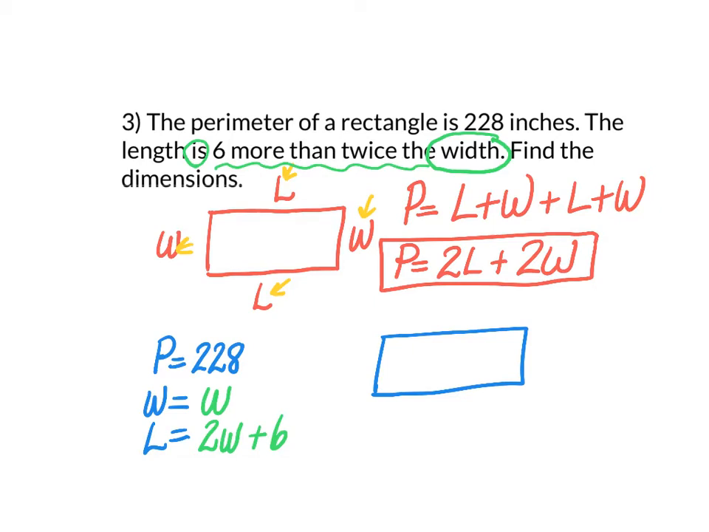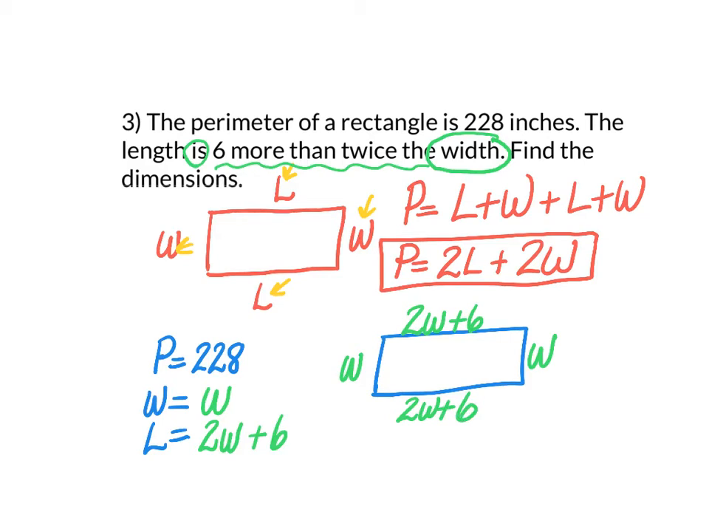So you can put that into the formula, or if you're very visual, you might want to do it the way I like to do it. I'm going to label my sides. I have 2 W's, and then I have two lengths that are translated into 2W plus 6.